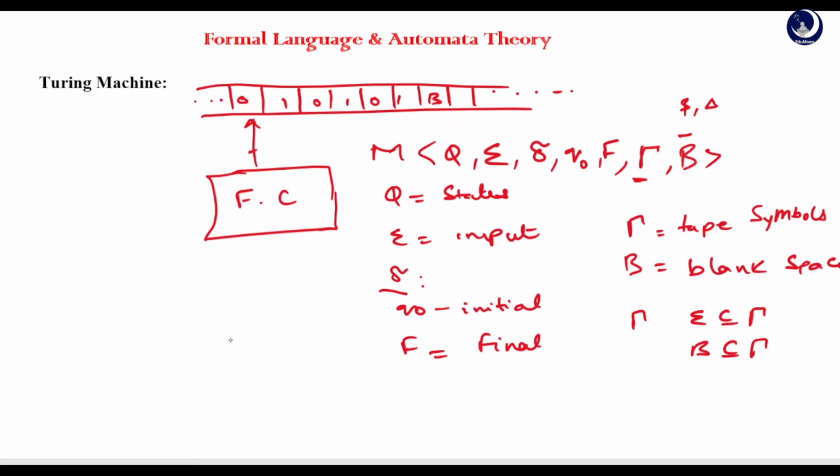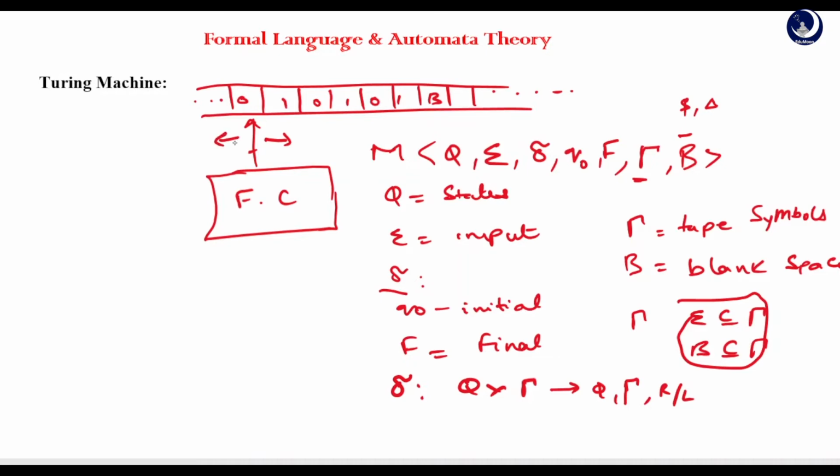Coming to the delta transition, it will be like Q cross tape symbol. The machine can read the input symbol, the tape symbol or the blank space, and it goes to the next state. It does some operation, either a read or a write operation on the tape, and then it moves right or left. So here the control can move either to the right side or the left side. The read-write head can move both right and left. That is the important transition function of the Turing machine.